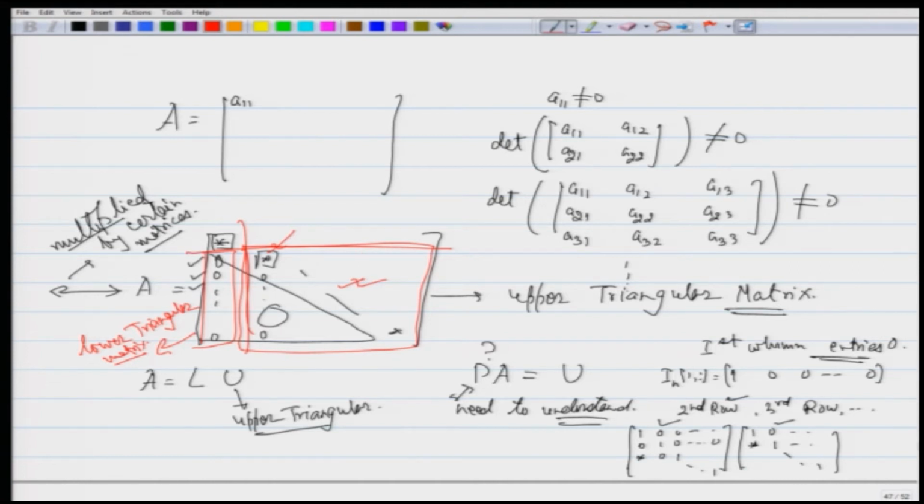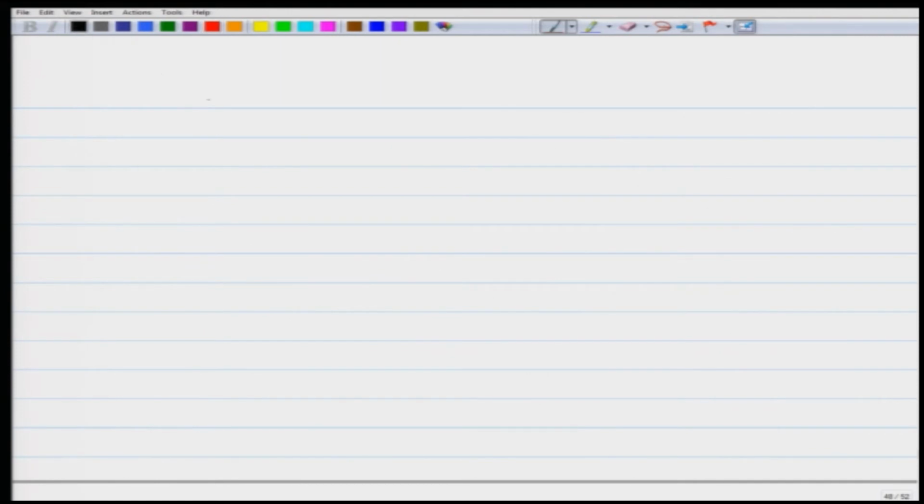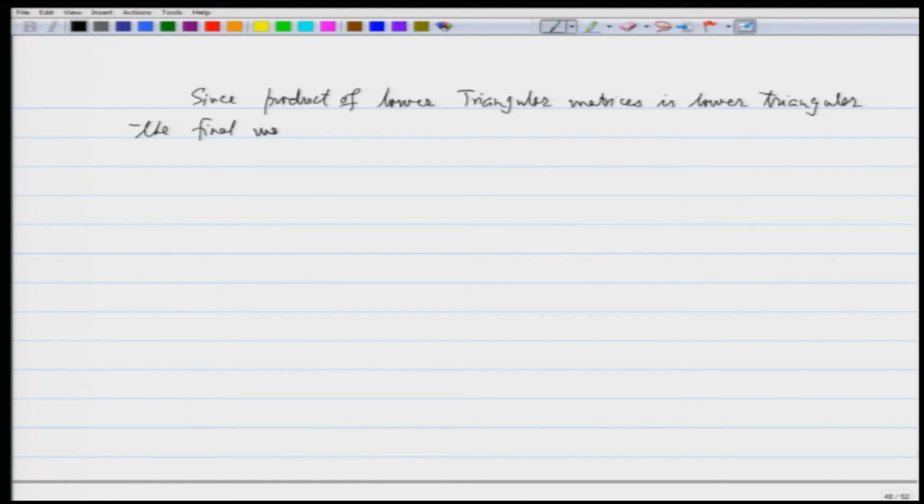So, what we know is that since the product of lower triangular matrices is lower triangular, the final matrix will be lower triangular. Or if you want to look at it from the induction point of view, what I had was A, and I had some matrix L1, say.